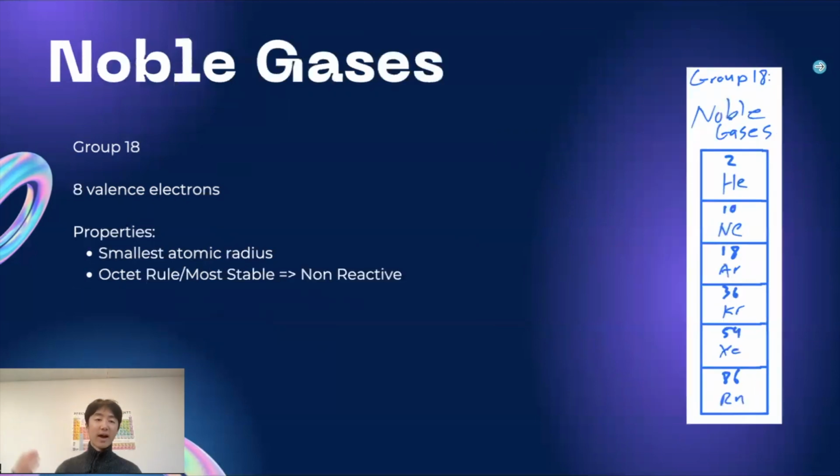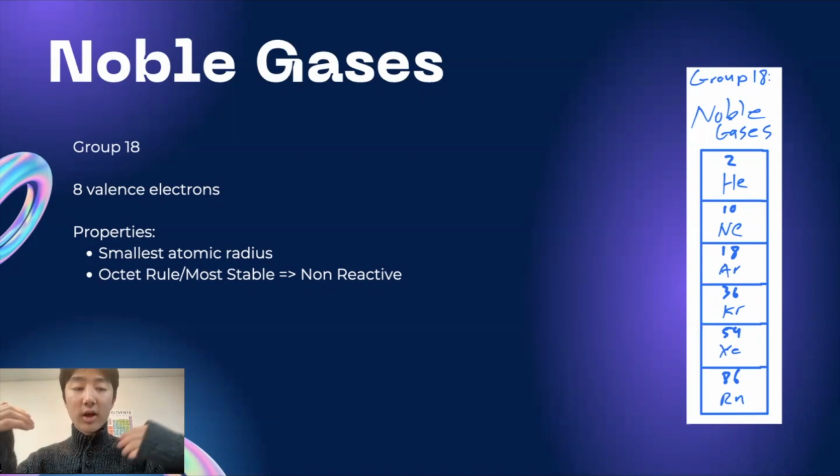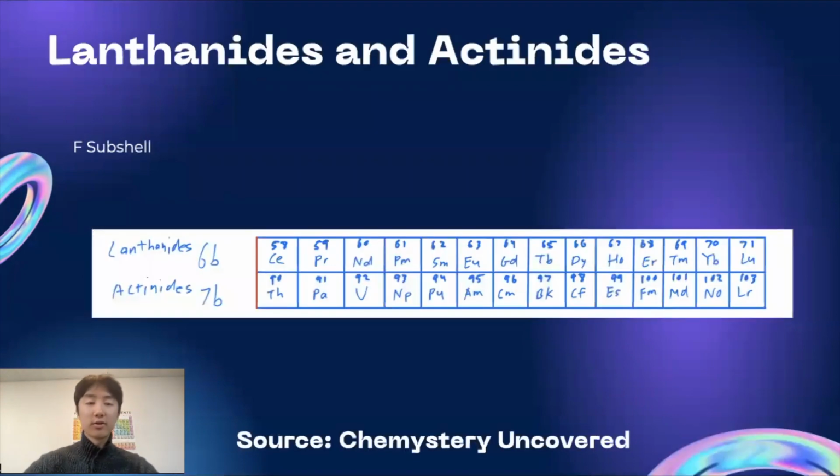Now these elements have high electronegativity because they're the most likely to attract an electron to become the most stable. And then finally, but not least, noble gases. Noble gases have 8 valence electrons, group 18. They're the rightmost column group on the periodic table, and they have the smallest atomic radius because of the effective nuclear charge that we're going to be talking about. And they're the most stable because of the octet rule, and also because they have fully filled shells. And so since they're the most stable, they're non-reactive.